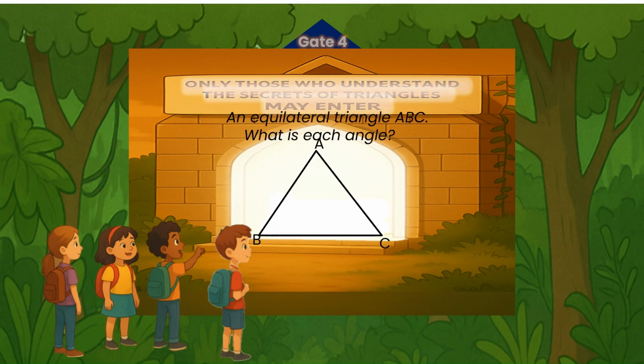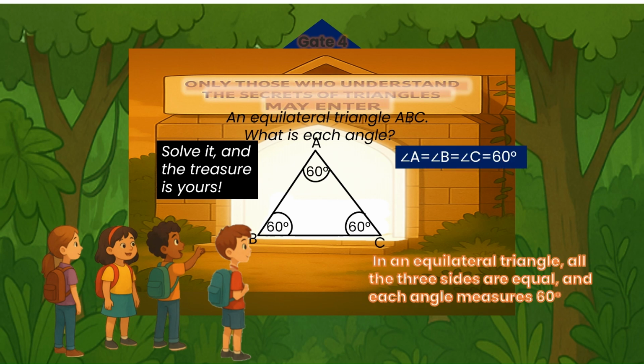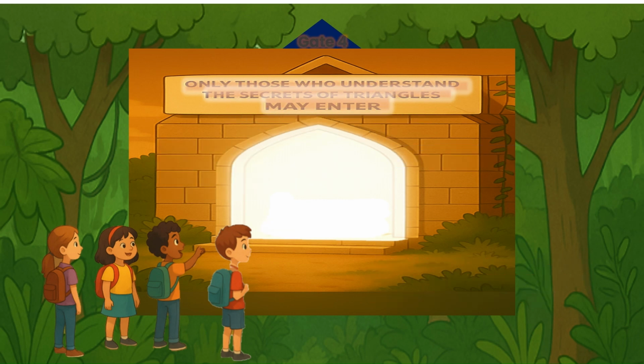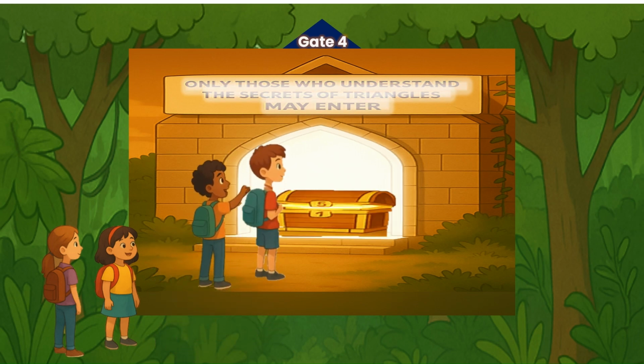The final gate, an equilateral triangle. What is each angle? Solve it, and the treasure is yours. Hari quickly answers. Each angle in an equilateral triangle is 60 degrees. At once, with a chiming sound, the last door opened, and the treasure was theirs.